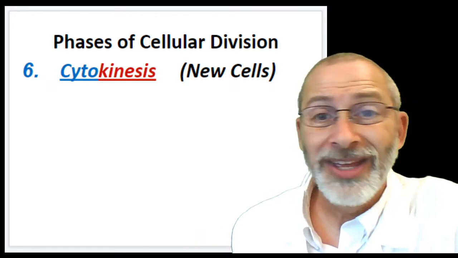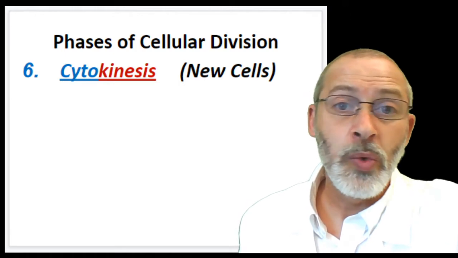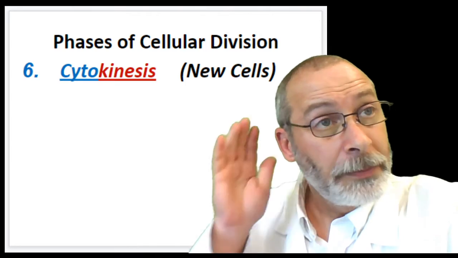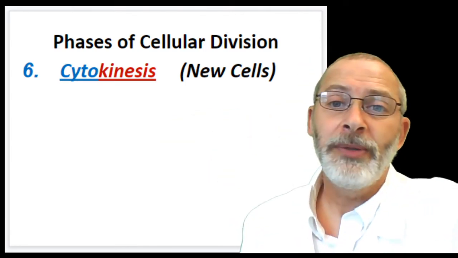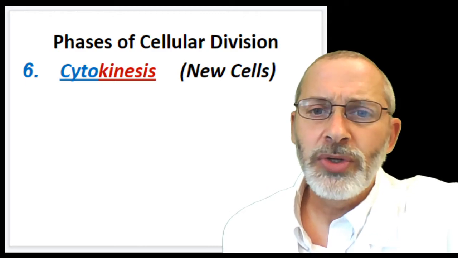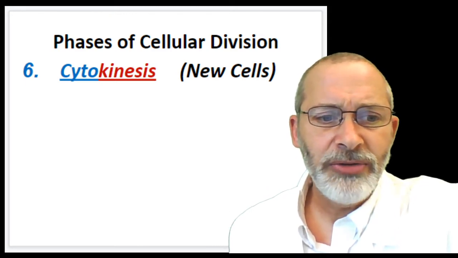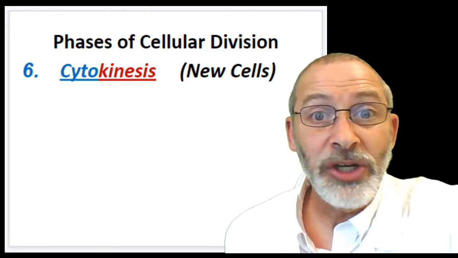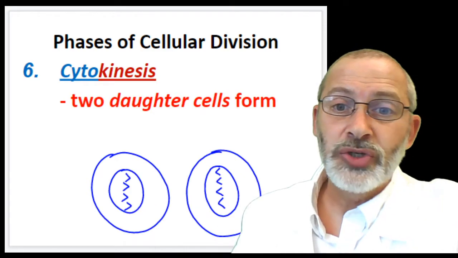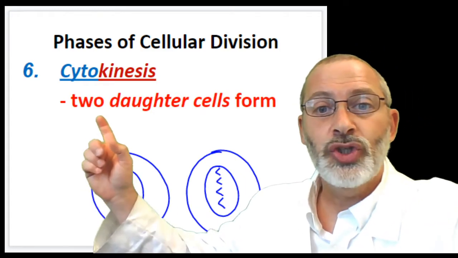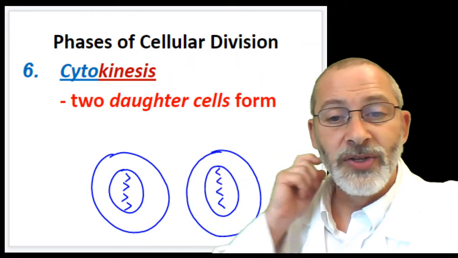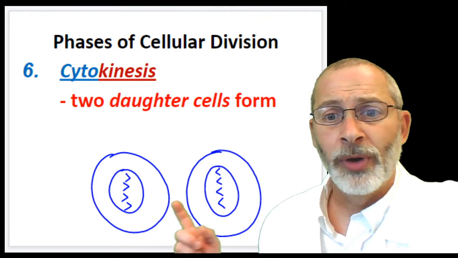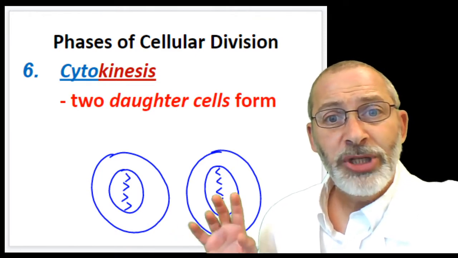Perhaps you've heard of the word Genesis, and maybe you know what it means. Does anybody know what Genesis means? Perhaps you knew it means beginning. So cytokinesis literally means cell beginning, or the beginning of a new cell. And it is during cytokinesis that two daughter cells form. And so here in our diagram, we don't have one cell anymore. We've got two cells.